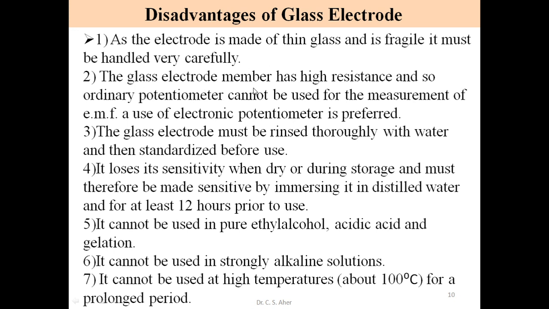The glass electrode, we see this glass electrode in practical use. This glass electrode membrane has a high resistance, so this resistance is very high. Glass having a high resistance, so an ordinary potentiometer cannot be used for measurement of EMF, and thus this electrode potential is measured by using a specially prepared potentiometer. So that is another disadvantage.